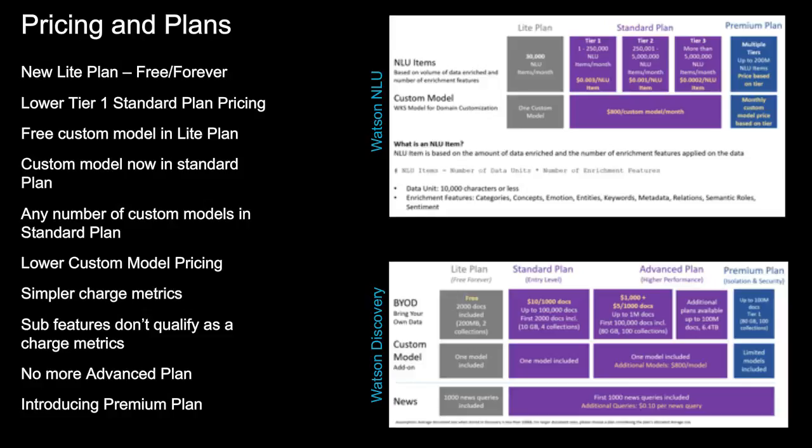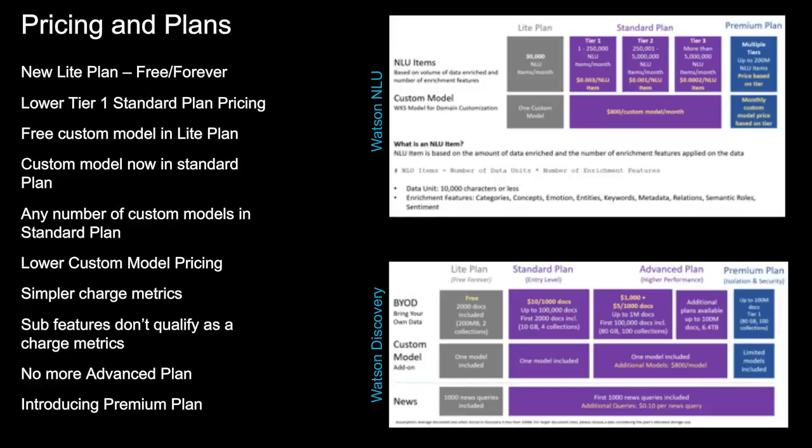Then we have a tiered pricing structure within the standard plan, and this is similar to what you would have seen with Alchemy Language, except that the pricing for Tier 1 is lower than what you would see for Alchemy Language. In addition, you have access to the free custom model in the Lite plan, and the price of custom models in the standard plans has been lowered to $800 per custom model per month, which is more than 70% lower than what we used to have.